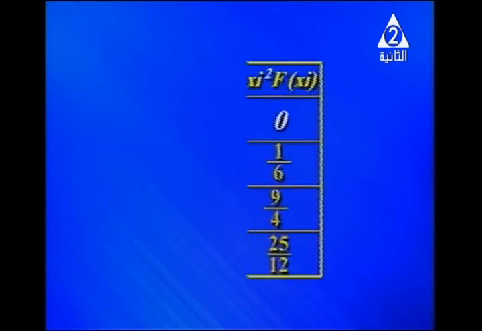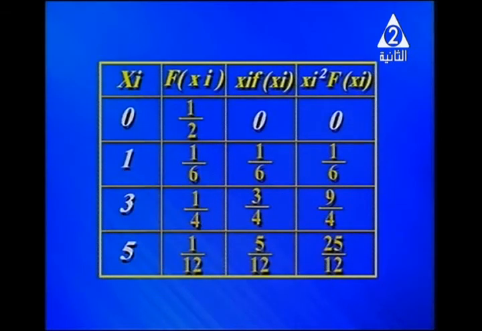F of x equals 1/2, 1/6, 1/4, 1/12. We form a table consisting of 4 columns. The first column is xi, the second column f of xi, the third column xi times f of xi, and the fourth column xi square times f of xi.